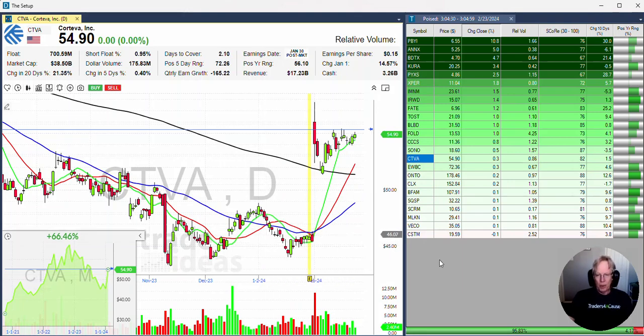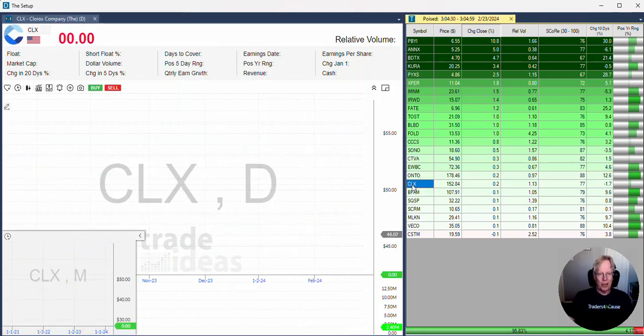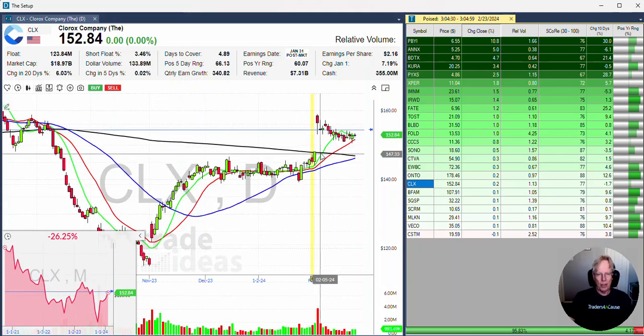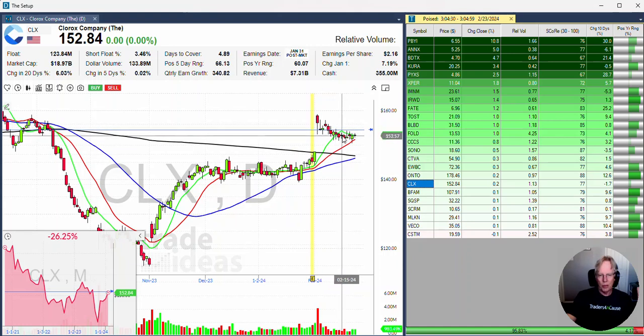And last but not least, we're going to look at Clorox. Now, this one, it may want to fill the gap in Clorox down here. I don't know, but I do like it. It's kind of a non-sexy staple stock, but had a nice gap after earnings, and it has been kind of slopping around. I would like to see a move above that 154.20 level in that Clorox.